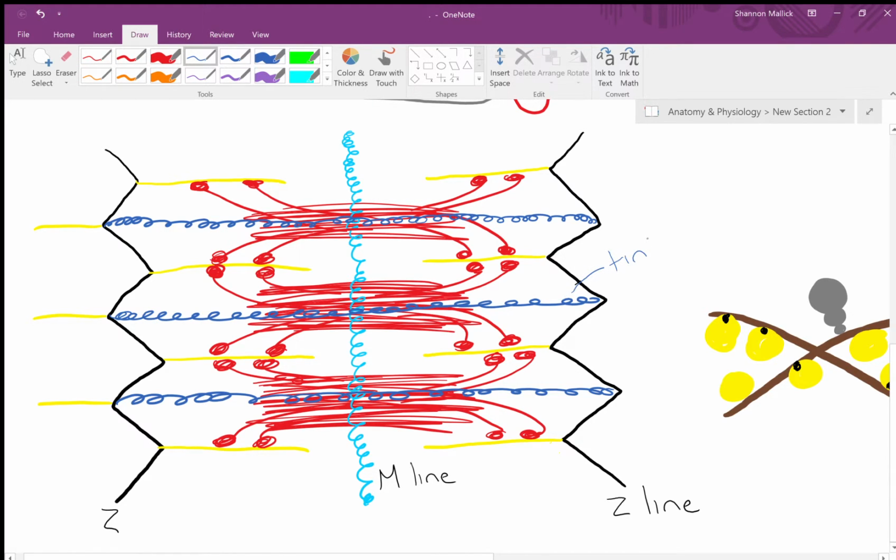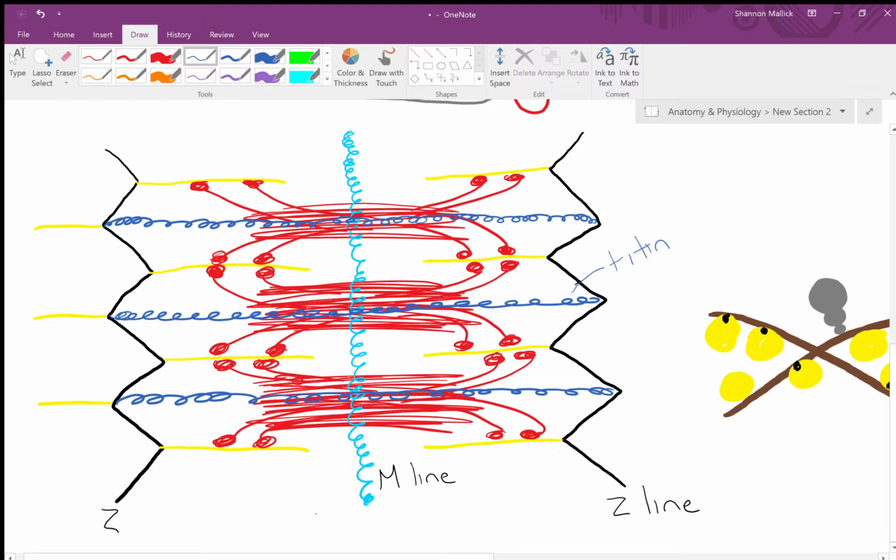which attaches, let's see if I can spell it right here, attaches to the Z lines and travels through to the M line. And this is what gives the sarcomere its elasticity and specifically allows it to return to its length and shape after contraction.